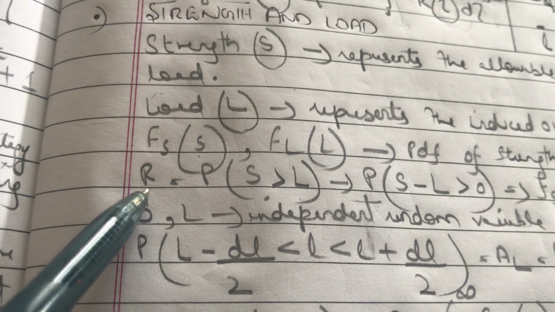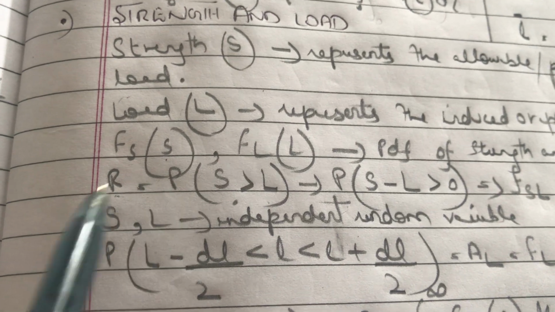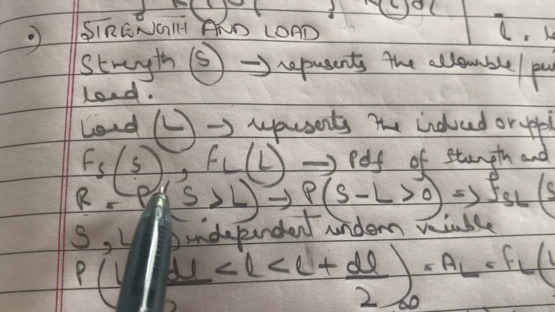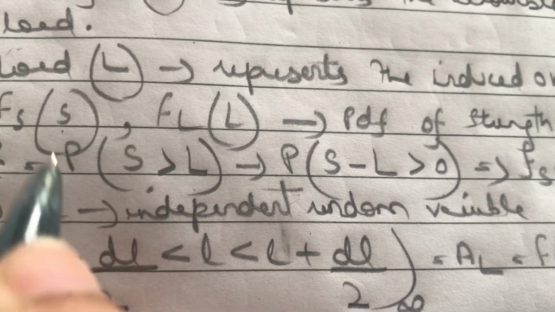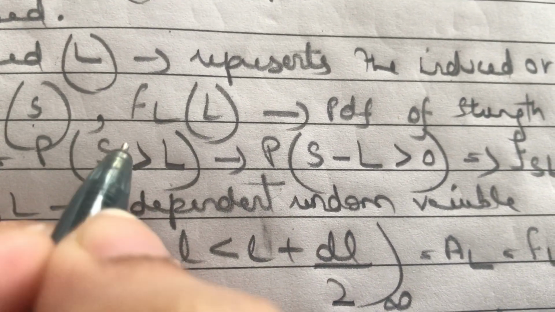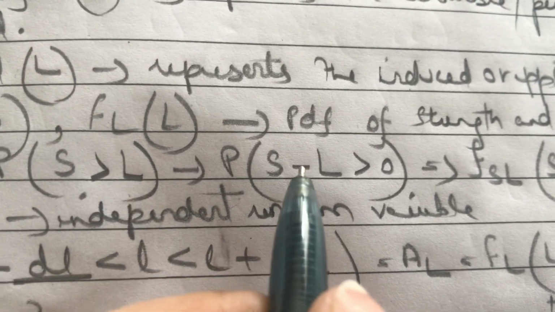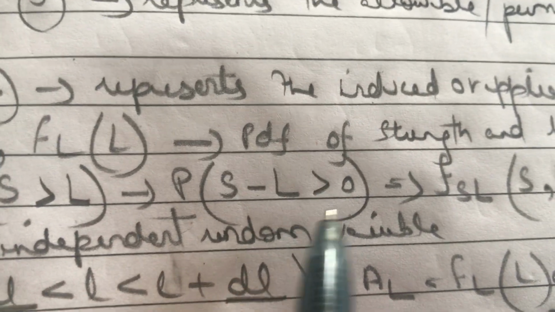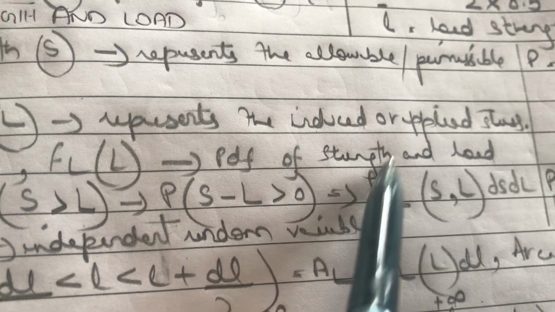So what would be the reliability when we are given these two things, strength and load? Reliability is basically the probability of anything. So the probability of strength and load. First, we assume that we have a probability for strength greater than load. When we say strength is greater than load, this means that S minus L, strength minus load, is greater than 0.